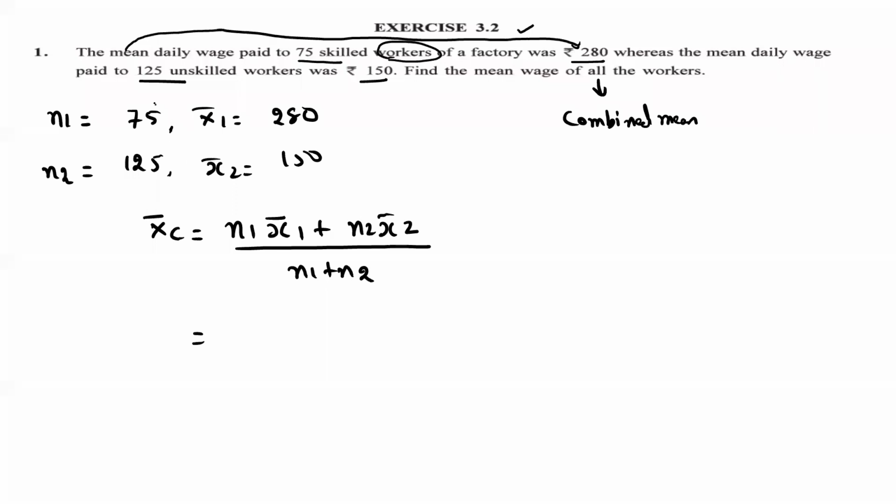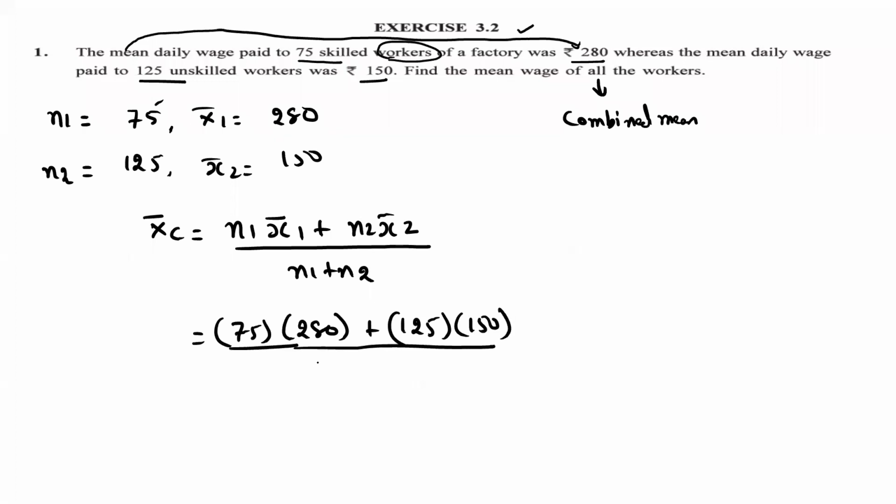What is the value of N1? 75. What is the value of X bar 1? 280. What is the value of N2? 125. What is the value of X bar 2? 150, upon N1 plus N2, 75 plus 125. You also start doing the sum along with me.